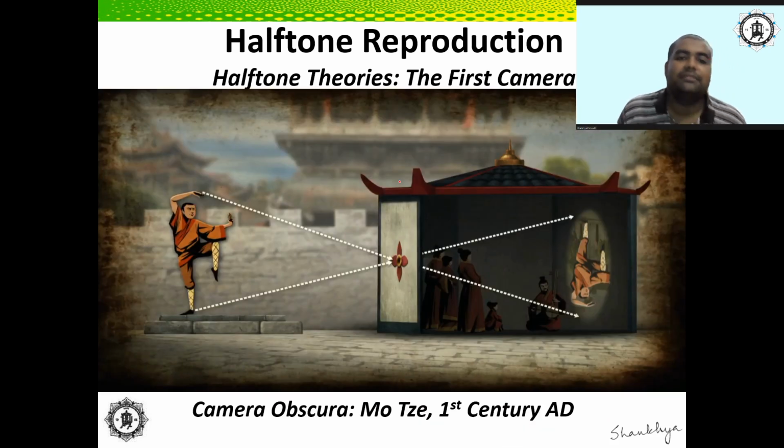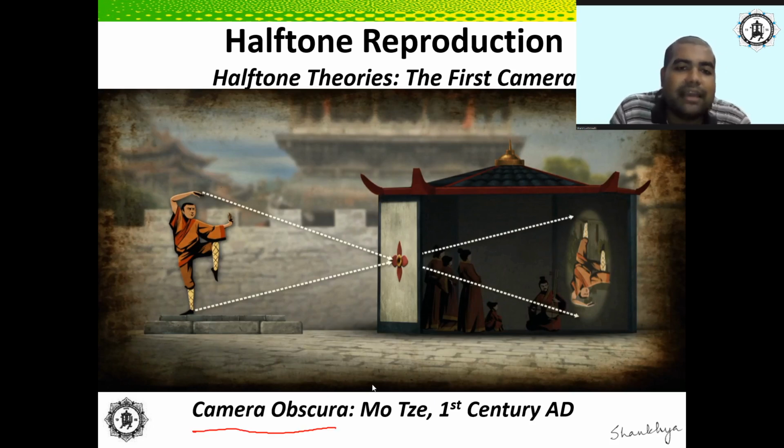Next, we will now start our discussion on the theories of halftone photography. The picture I have taken from, I think, a very nice schematic, is the representation of the Chinese philosopher Mo Tse, a 1st century AD philosopher in China. He first created this concept of camera obscura.